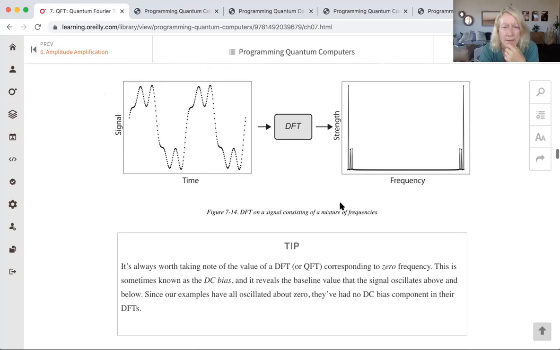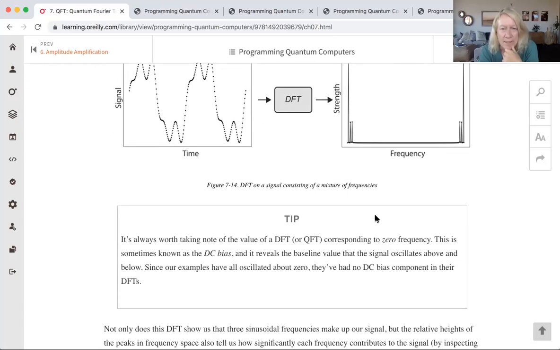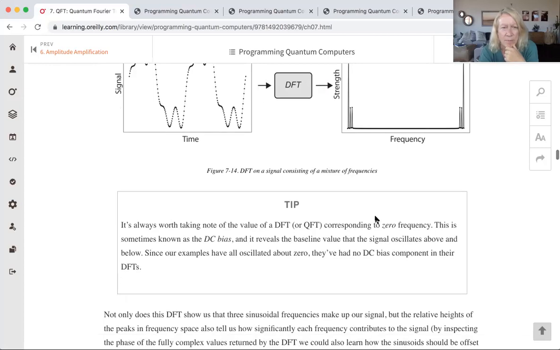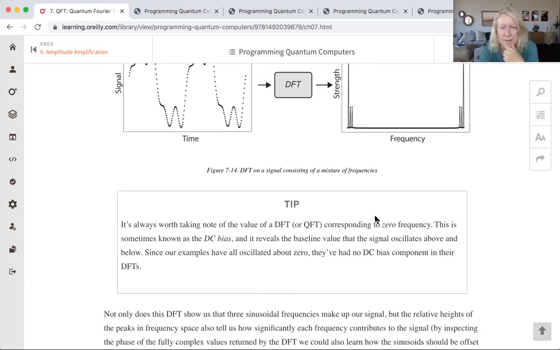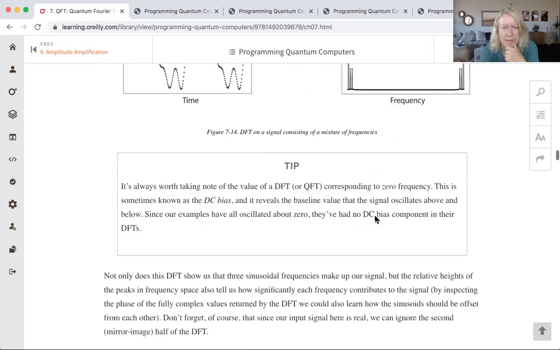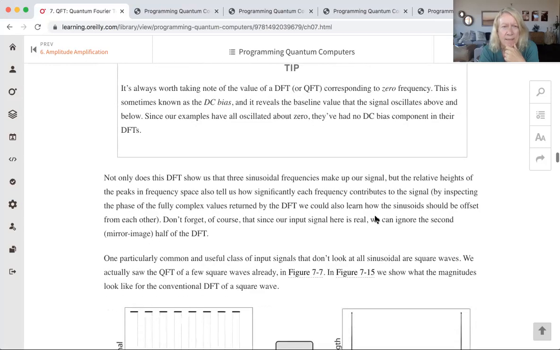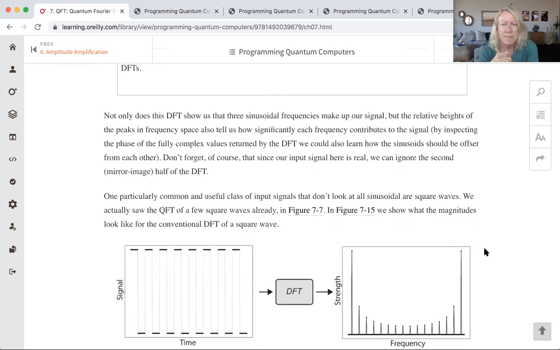Okay, it's worth taking note of the value of the DFT, QFT corresponding to 0. This is known as the bias. It reveals the baseline value that the signal oscillates above and below. They've all oscillated about 0. They've had no DC bias component. Not only does the DFT show us that these three frequencies make up our signal, but the relative heights of the peaks tell us how significantly each frequency contributes to the signal. By inspecting the phase, we can learn how the sinusoids should be offset from each other. And it's a real signal, meaning no imaginary numbers. We can ignore the second half.